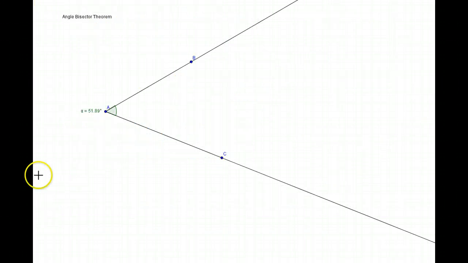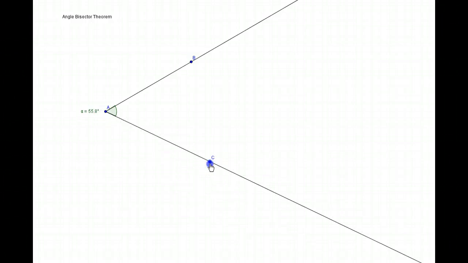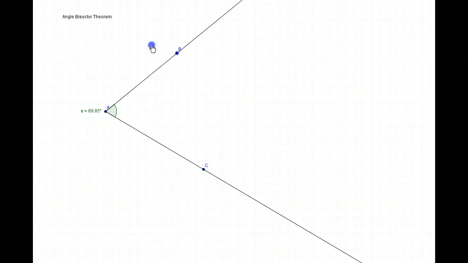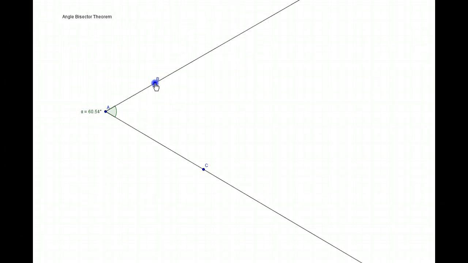So now let's take a look at the angle bisector theorem. In the angle bisector theorem, we have just a random angle, and as you can see here is to measure the angle. It can be acute, obtuse, and even right, but it doesn't matter. We're just going to start with a random angle BAC, and then we're going to construct the bisector of the angle, and GeoGebra will do it for us.